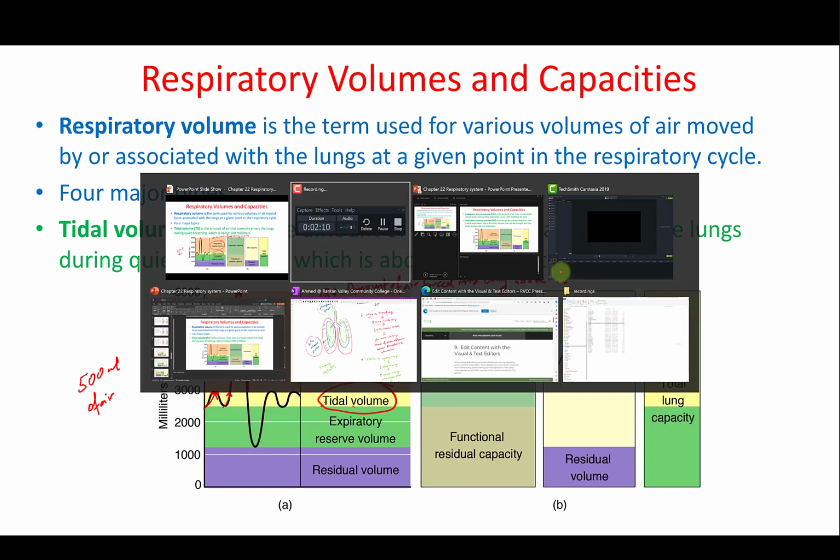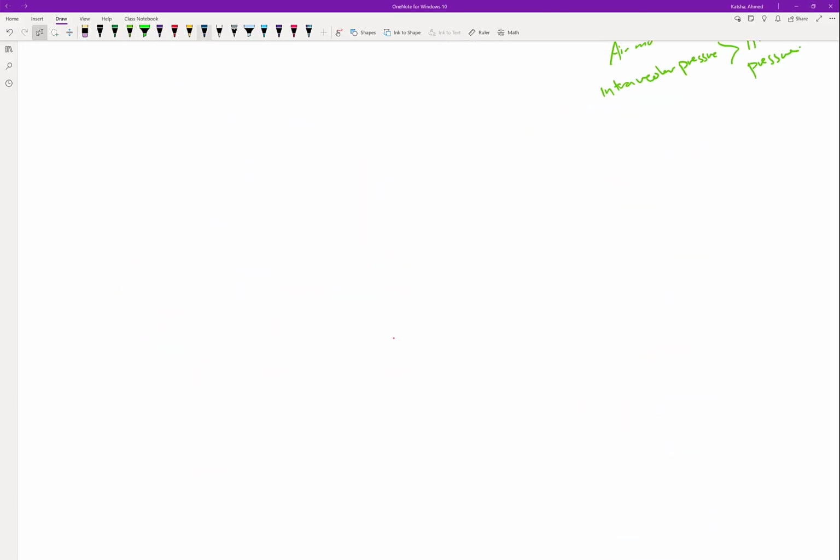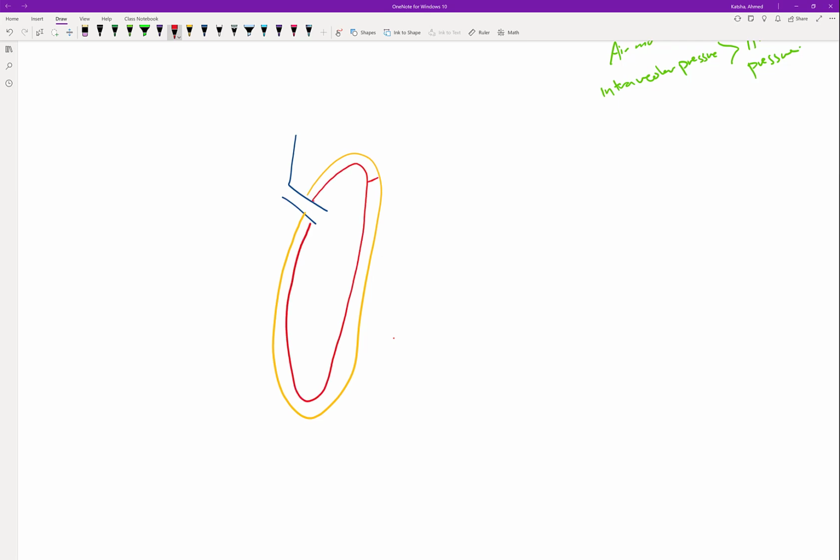What does it mean? If we go back to the drawing, let's imagine that this is the lung. In inhalation and normal breathing, the lung is moving between those two sizes. So the amount of change here is the 500 milliliters. This is when we inhale, and this is when we exhale. When we inhale and exhale, we are expanding our lungs by around 500 milliliters.